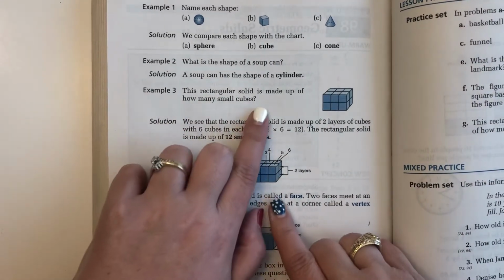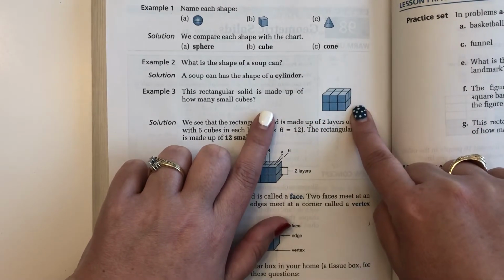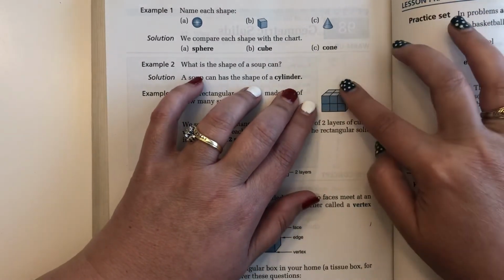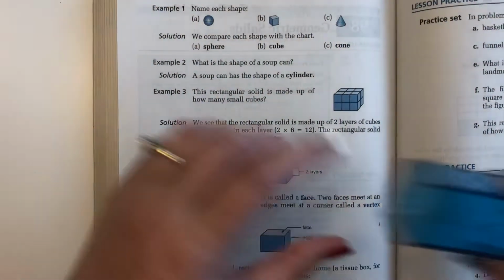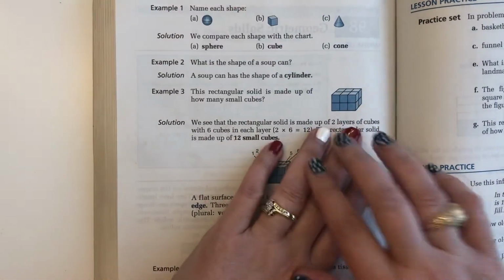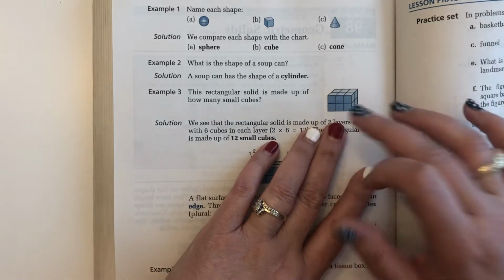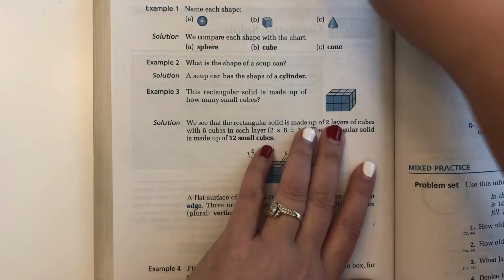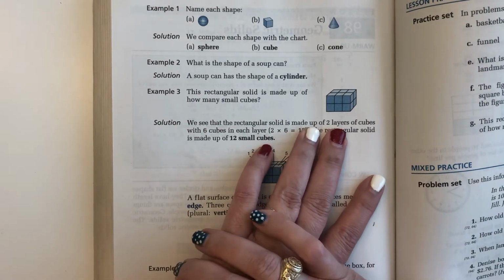The rectangular solid, and it's talking about this blue one right here, is made up of how many small cubes? So let's just look at this rectangular solid for a minute here. If we were going to classify it, it would be a rectangular prism like this one. Okay, and so if we go back to this shape, it has individual cubes that it's made up of. So it looks like they stacked little cubes together to make a rectangular prism. Our job is to figure out how many small cubes there are.